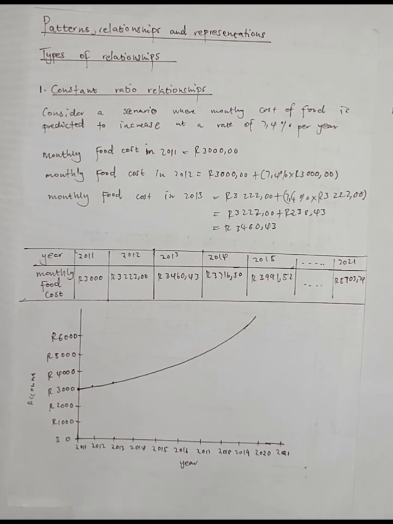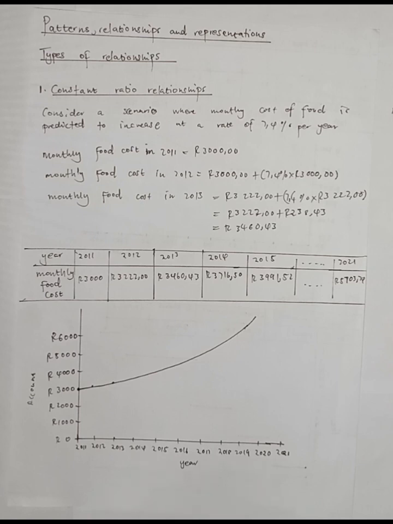So here we're basically saying 7.4% of 3,000 rand, because they told us in the statement that the monthly cost of food is predicted to increase at a rate of 7.4% per year. So the monthly food cost in 2012 is equal to 3,000 plus 7.4% times 3,000. The monthly food cost in 2013 is equal to 3,222 plus 7.4% times 3,222, meaning 7.4% of 3,222.